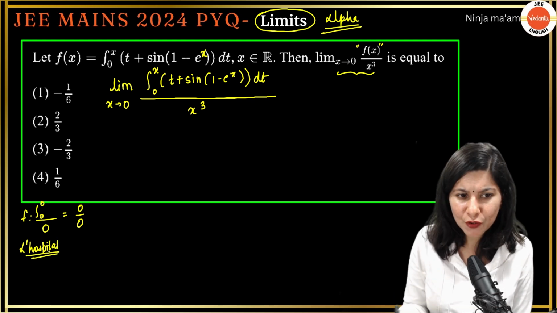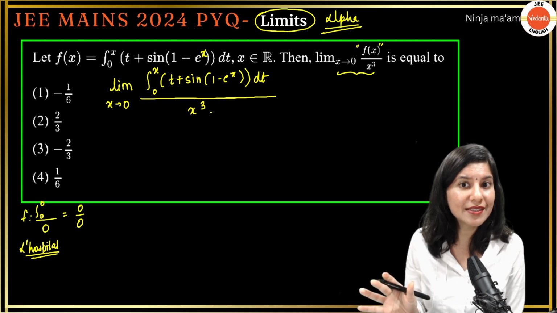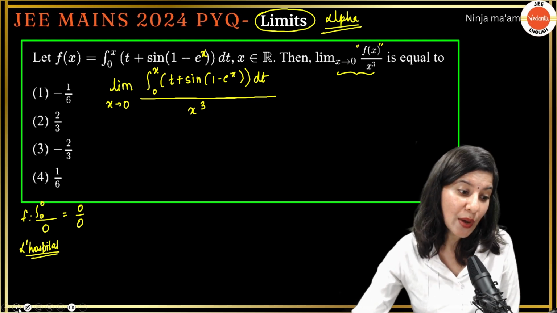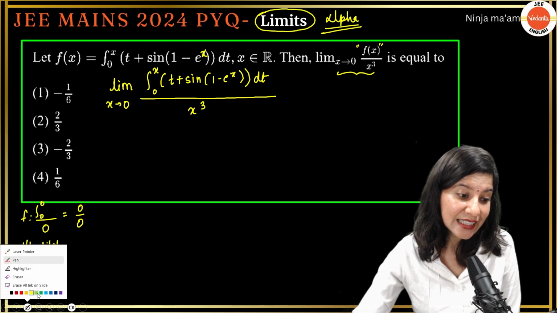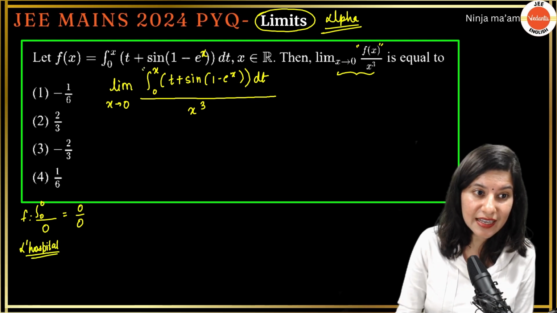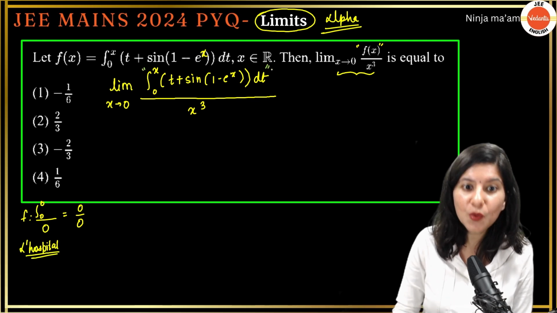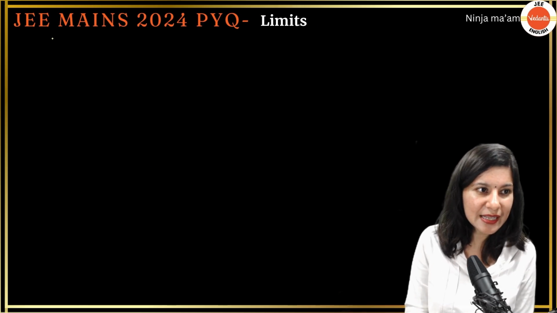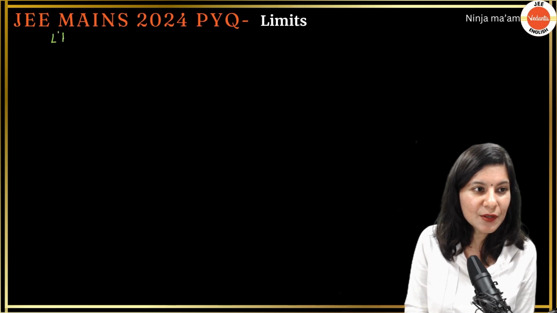Derivative of x cube, that is the denominator, is very simple. But if I talk about the numerator part, can you see you have to differentiate the integration? Yes, you have to differentiate this whole thing. For that, the Leibniz theorem comes into the picture. What is the Leibniz theorem? By the way, this is the Newton-Leibniz theorem.